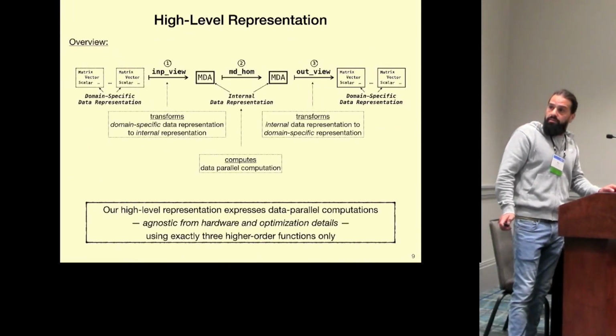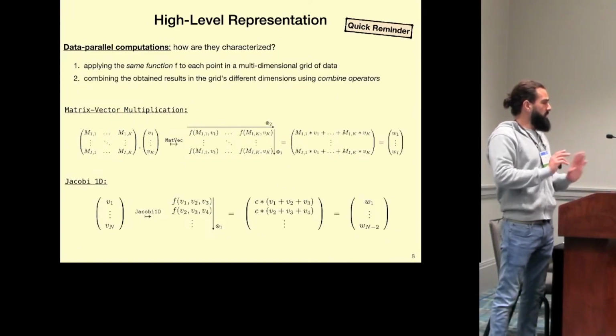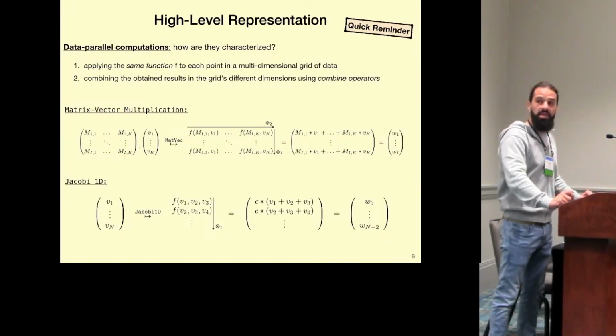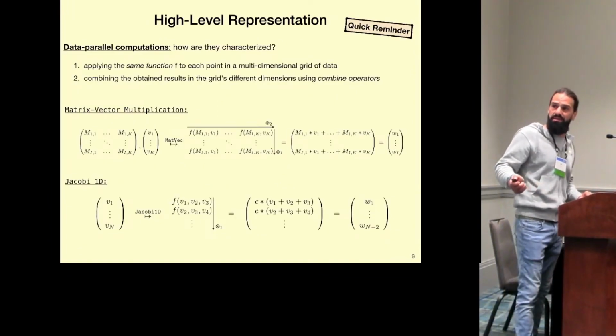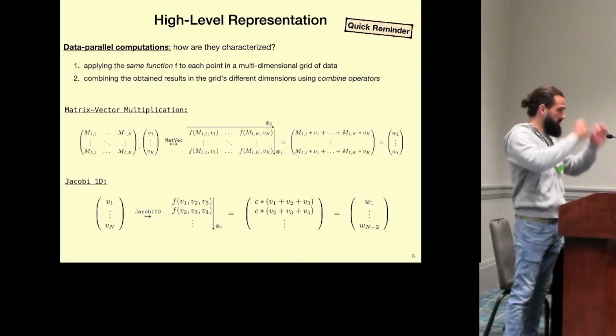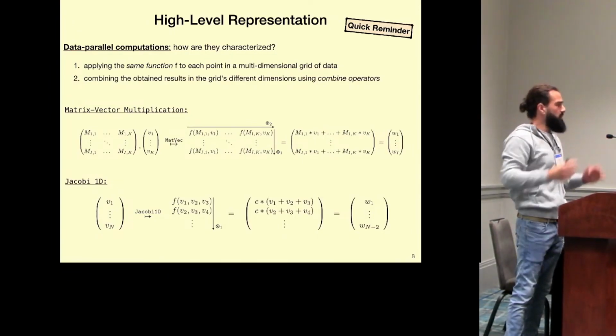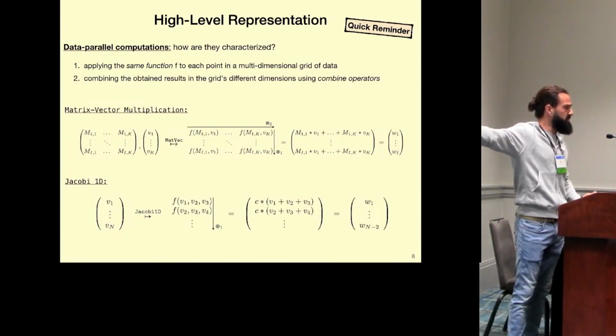Okay, where was the slide? This one exactly. What we can express efficiently are multidimensional homomorphisms. That's how we define this class of computations. The multidimensional homomorphism tries to express exactly this: if the algorithm has a structure where you apply one function to a point in a multidimensional grid and then combine these results via combine operators, that should work very well with our system.